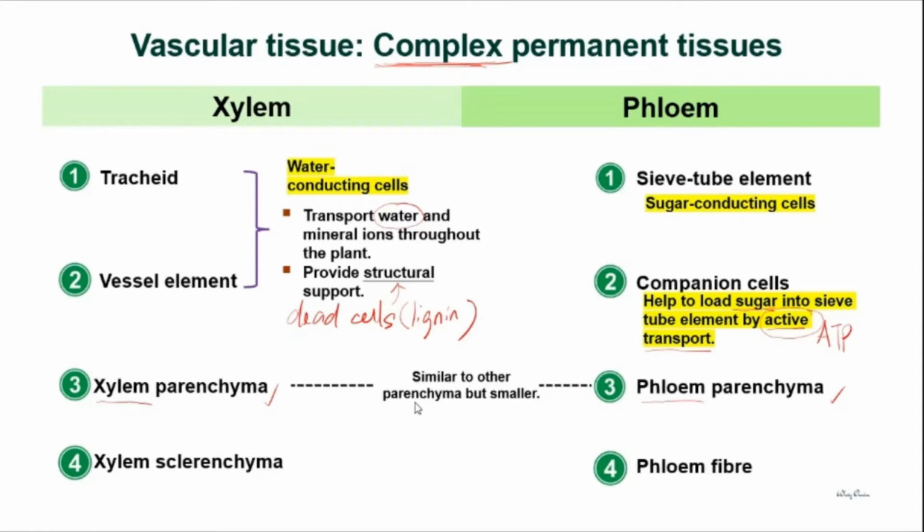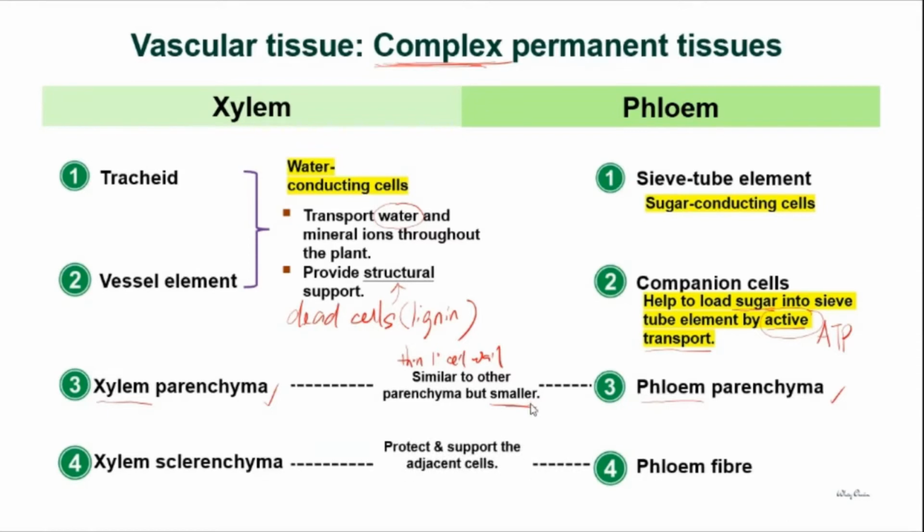The characteristics are like we have learned in the ground tissue, such as the thin primary cell wall. They have large intercellular spaces, and they are also living cells. All these characteristics are similar. The only difference is the size is smaller. Same goes to the last one.